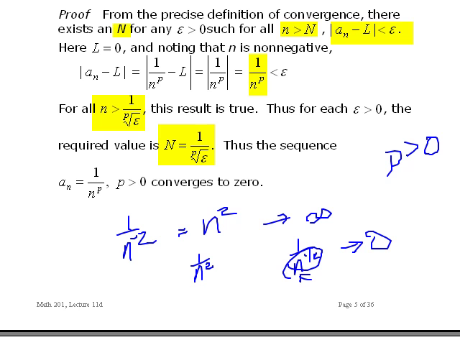What happens if p is equal to 0? If p is equal to 0, n to the 0th power is 1, and then the terms are 1, 1, 1, 1. In that case, it converges to 1.